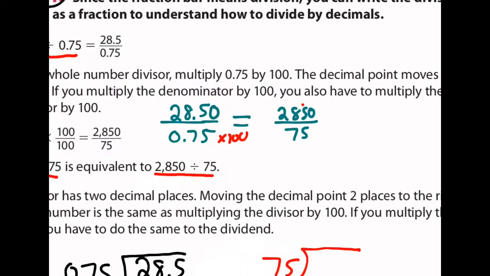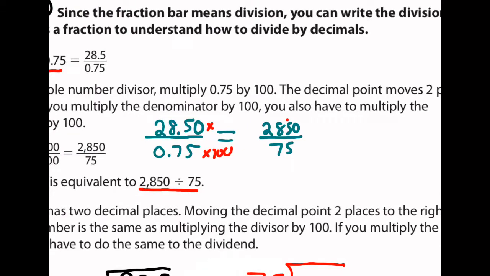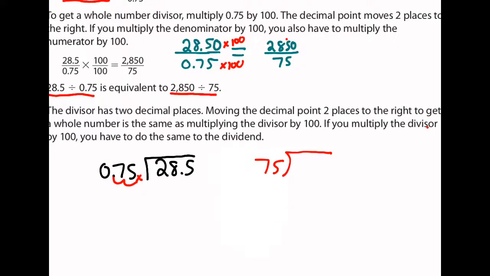Now, also, if you remember at the top, since I multiplied the denominator by 100, I had to multiply the numerator by 100. So what that means is I'm also going to multiply this by 100, which is going to give me 2,850 divided by 75. So that's really what you do. Whatever you do to this decimal point, you do to this decimal point.